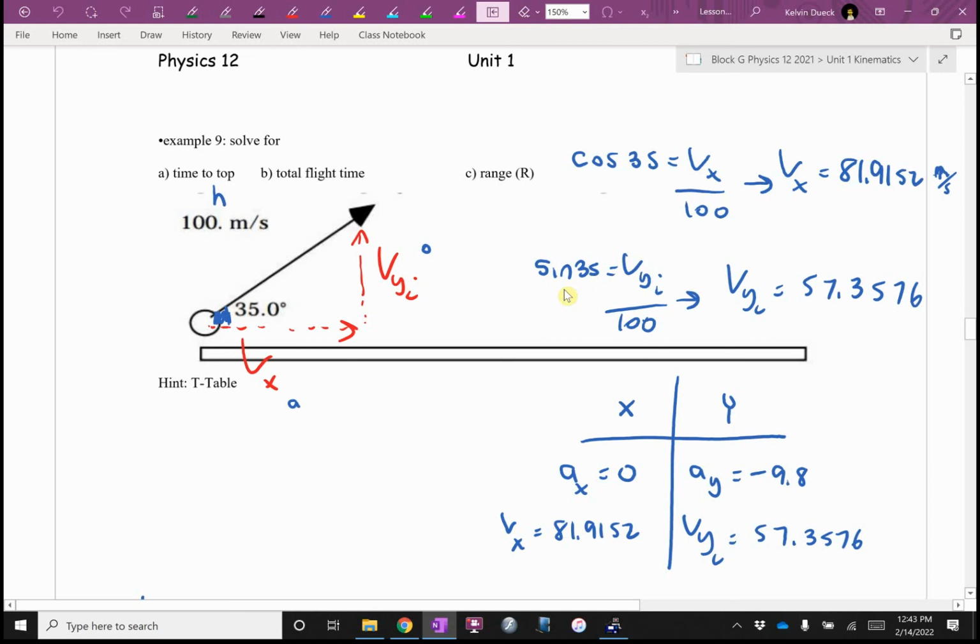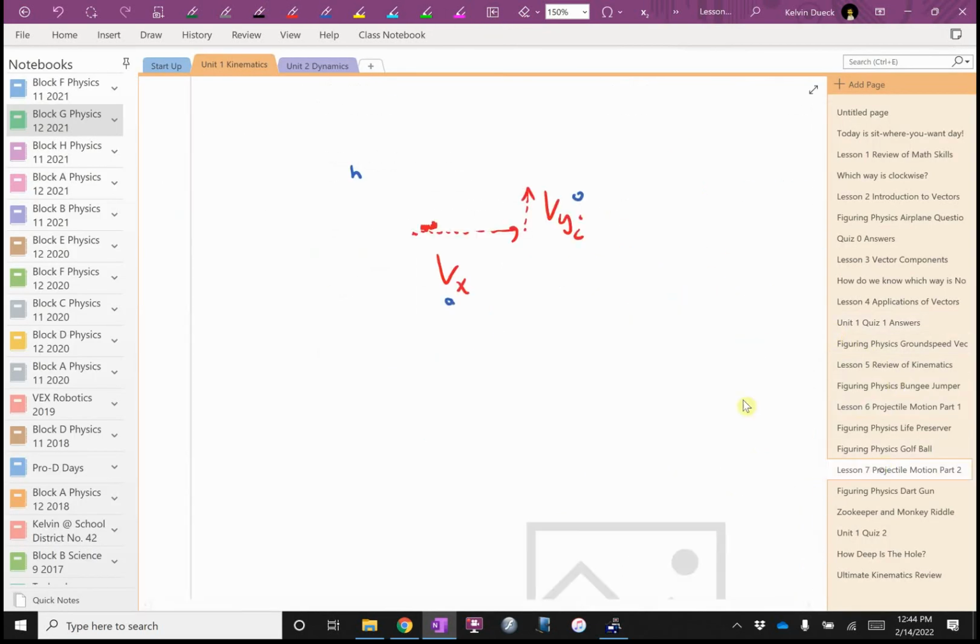Mr. Duick, will Vy always be sine, if I give you that angle, which I always will? Yeah. Mr. Duick, do you have a dumb way that I can remember that Vy is going to be sine? George, if I was a good teacher, I would have a dumb way that you could remember that Vy is going to be sine. I got nothing. You'll have to come up with something else on your own, I guess, and figure out some dumb way to remember that.